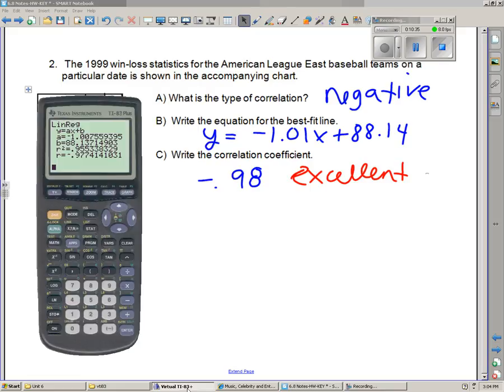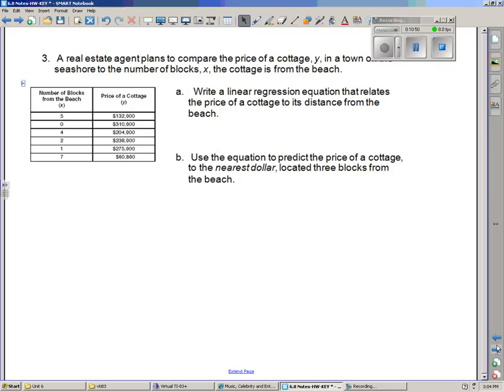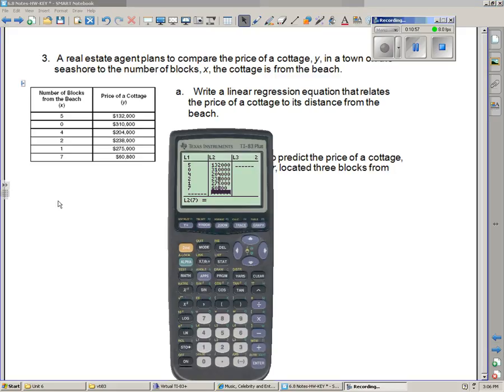Let's just make sure we've got that correct. So y equals negative 1.01x plus 88.14, and with the negative 0.98 to the nearest hundredth, which is excellent. All right, so then we're going to go to the next one. I'm going to pause it again, get the information in the calculator. Alrighty, so the data is back in.